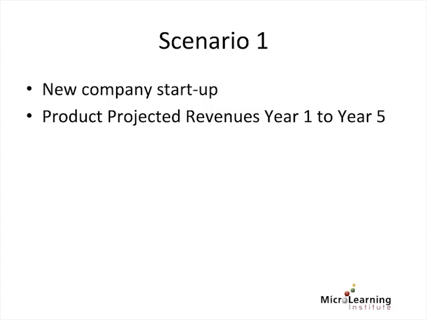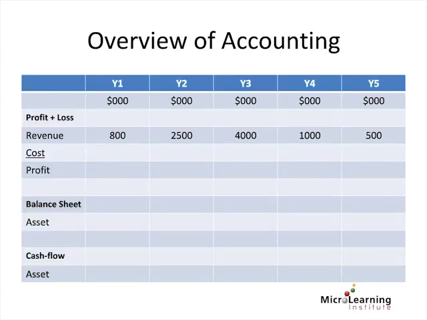We introduce the fundamental principles of financial accounting by considering a new company startup. Let us first estimate the revenue in this startup company. These revenue figures are estimates. Note how the revenue estimates follow the profile of a typical product life cycle. That is to say that the revenue in year 1 is low, then grows in year 2, peaks in year 3, and declines through years 4 and 5.